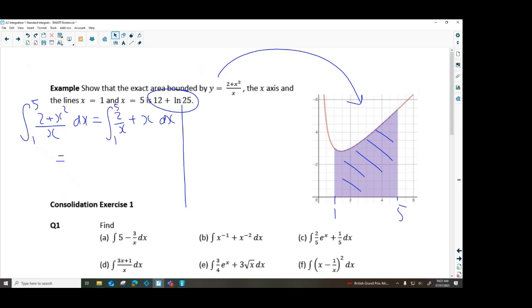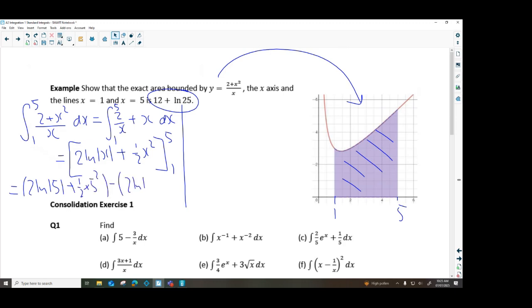Then, via integration, 2 over x integrates to give 2 ln mod x, and x integrates to give 1/2 x squared. Put it in a square bracket with a 5 and a 1. So this means sub in x is 5, sub in x is 1, and subtract, and you're going to get 2 ln mod 5 plus 1/2 times 5 squared. Take away 2 ln mod 1 plus 1/2 times 1 squared.